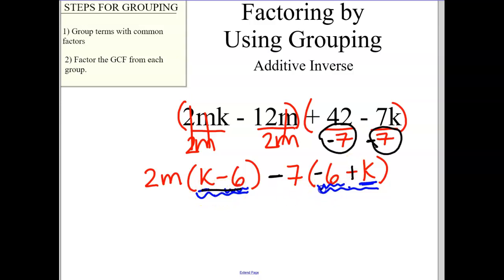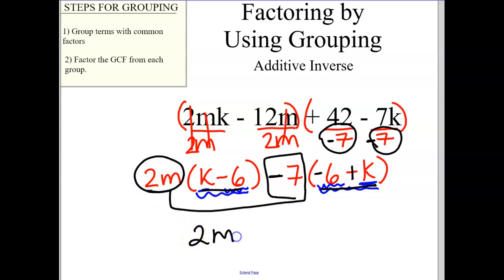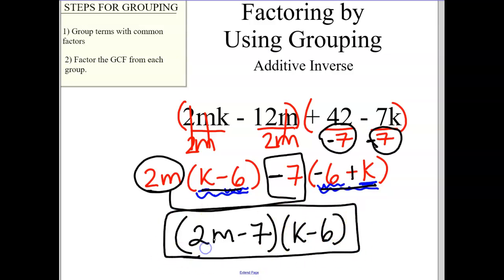So now I actually have the same thing in parentheses, and I can group these two things together to be 2m minus 7 multiplied by k minus 6. And there it is. Again, feel free to check it. If you do 2m times k, I get that. If I do 2m times a negative 6, I get that. If I do negative 7 times k, I get that. If I do negative 7 times negative 6, I get a positive 42. Isn't that great?